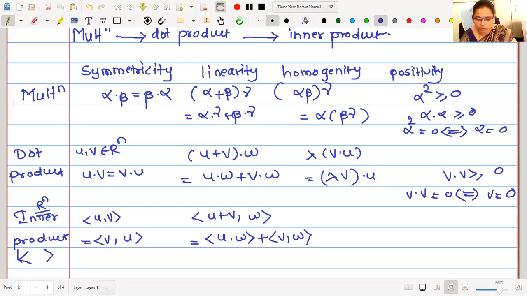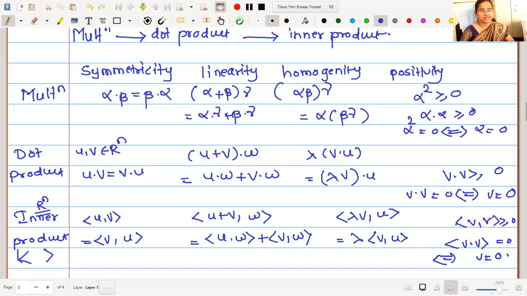Now let's go for homogeneity. Inner product of lambda v with u is defined as lambda times inner product of v with u. And lastly, inner product of v with v is greater than or equal to 0, and inner product v with v equals 0 implies and is implied by v equals 0. Just keep the point in mind: this inner product we have defined on Rn itself only. We have not considered the complex space yet. Therefore, this is what properties it possesses.